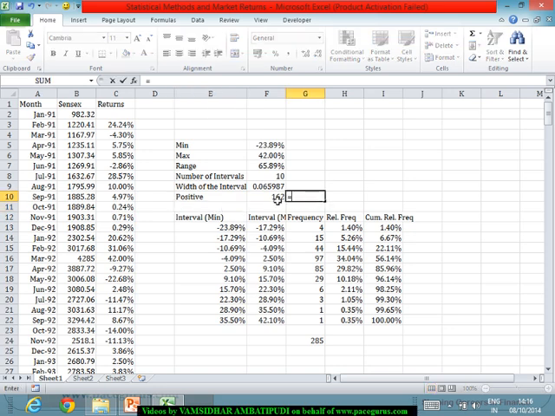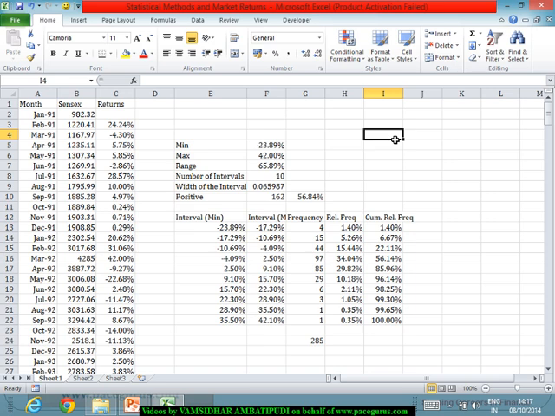Means on an average, around 56.84% of the months there were positive returns on Sensex, and the remaining 43.16% of the times there are negative monthly returns on Sensex. So even this kind of quick summarization can very well be done.